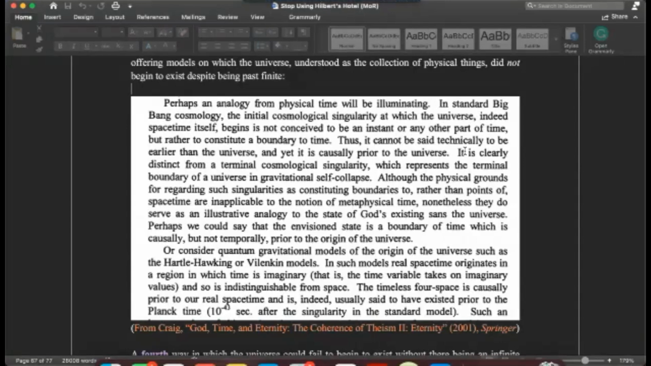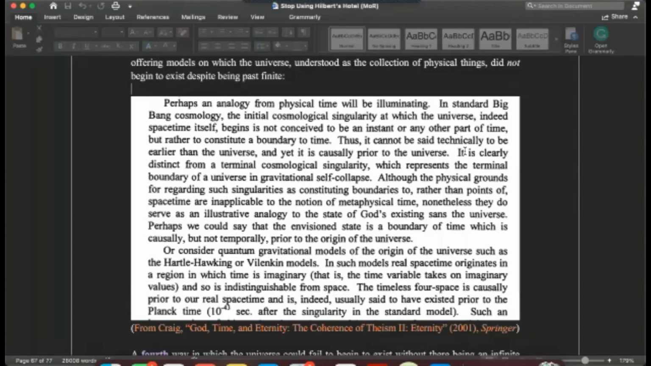Although the physical grounds for regarding such singularities as constituting boundaries to, rather than points of, spacetime are inapplicable to the notion of metaphysical time, nonetheless, they do serve as an illustrative analogy to the state of God's existing sans the universe. Perhaps we could say that the envisioned state is a boundary of time which is causally, but not temporally, prior to the origin of the universe.